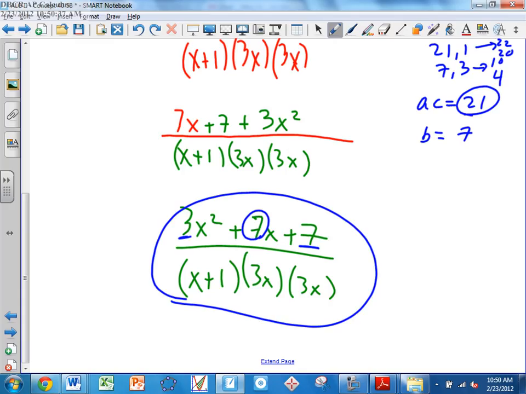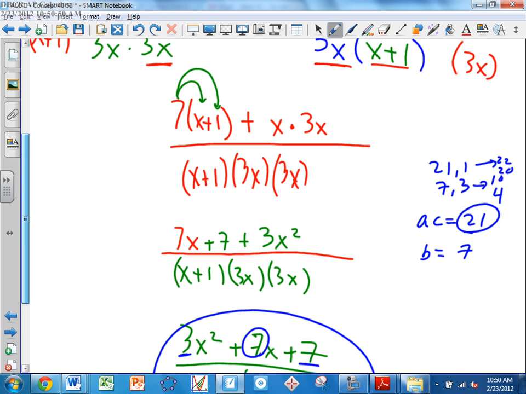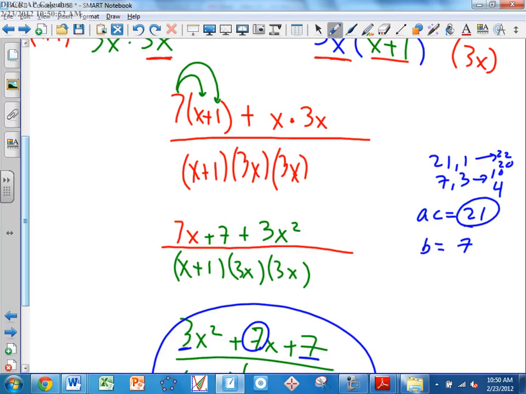Bridget: How come when you had 7 times the quantity X plus 1, how come I distributed it? How come you couldn't cancel that one? Oh, take a look. Here's Bridget's question, people. Look at the top line here. See this x plus 1 here and this x plus 1? Why can't I cancel them?